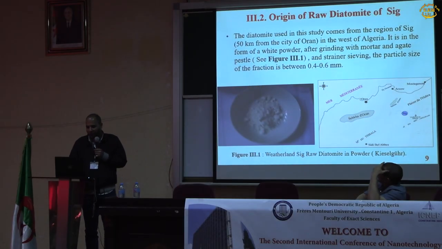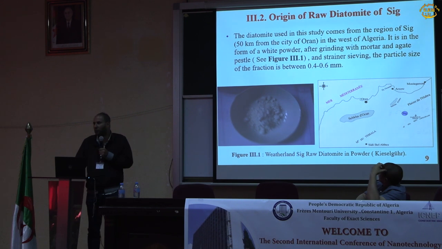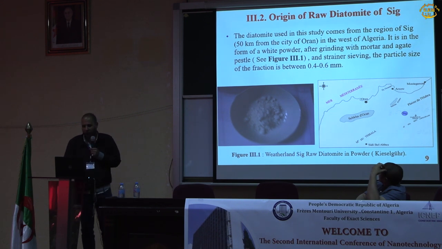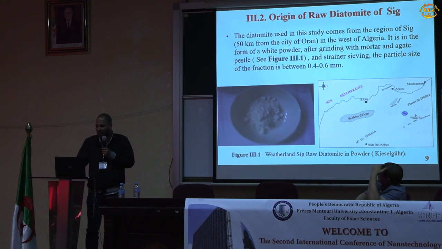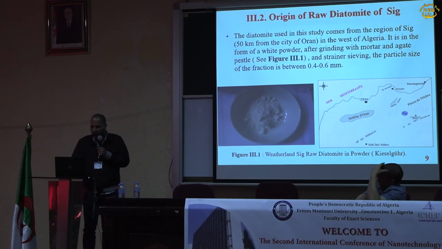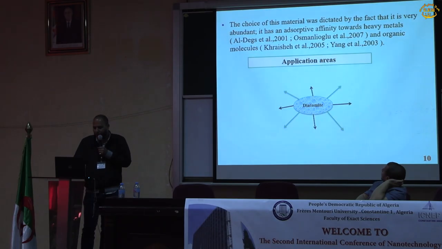Origin of raw diatomite of Sig. The diatomite used in this study comes from the region of Sig, 50 kilometers from the city of Oran, in the valley of Mascara, in the west of Algeria. It is in the form of a white powder after grinding with mortar and agate pestle, and the particle size fraction kept is between 0.4 and 0.6 millimeter. This figure is a geographic situation.